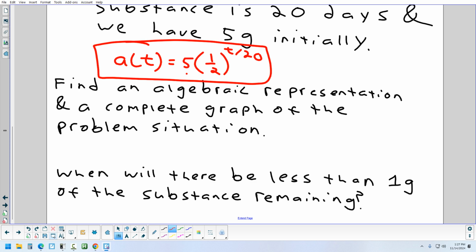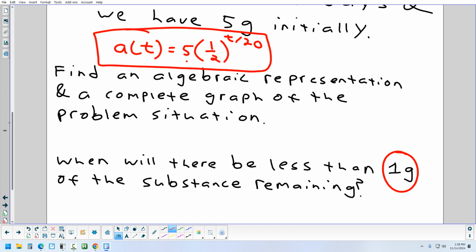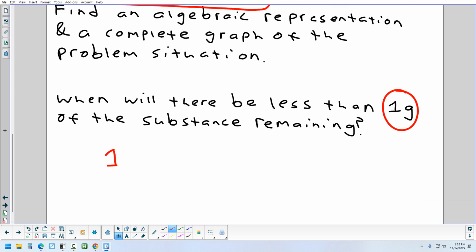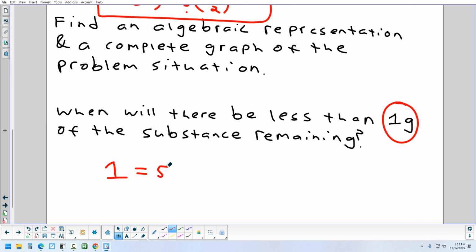So we want to know when there's less than 1 gram. So first thing we want to do is figure out where that 1 gets plugged in. Is 1 time, or is it an amount? Amount. It's an amount. So we're going to plug in the 1 on the left-hand side. It's exactly the same as when we did the people, right? Same thing. 1 equals 5 times 1/2 to the t over 20.